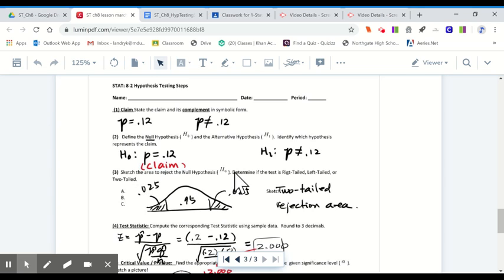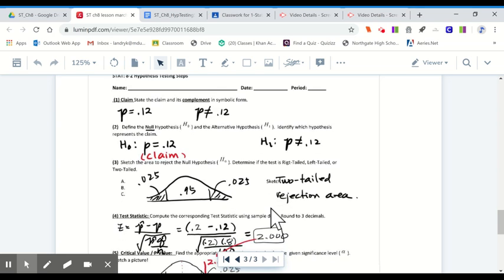Sketch the rejection area of the null hypothesis. Okay, determine if it's right-tailed, left-tailed, or two-tailed. Right now, we're dealing with the two-tailed test, meaning my rejection area is at the bottom and the top. So if 0.95 is in the middle, this is my rejection area, two-tailed.